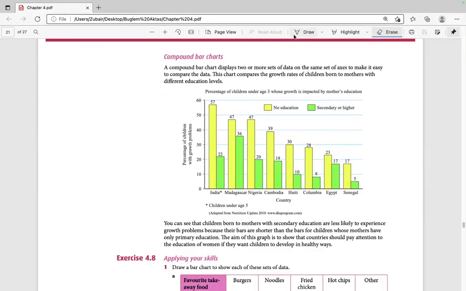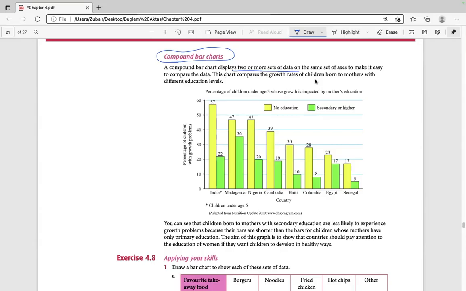Now, what are compound bars? Before going into detail, the picture explains itself. Just one bar chart displaying two pieces of information, and a comparison. So, for example, first let's read this, then I'll compare it with another example. A compound bar chart displays two or more sets of data on the same set of axes to make it easy to compare the data.